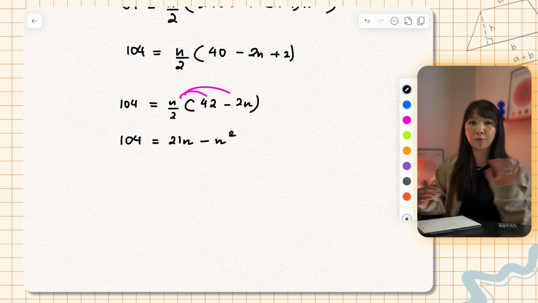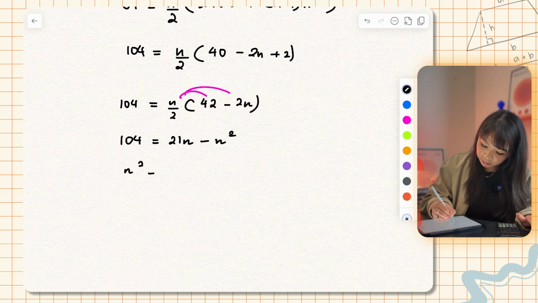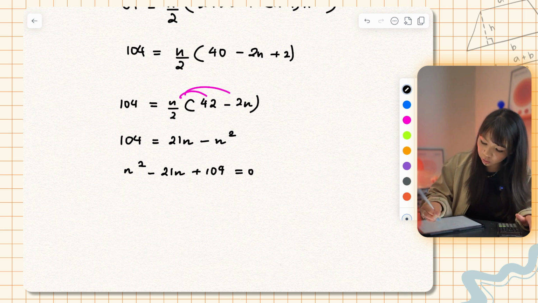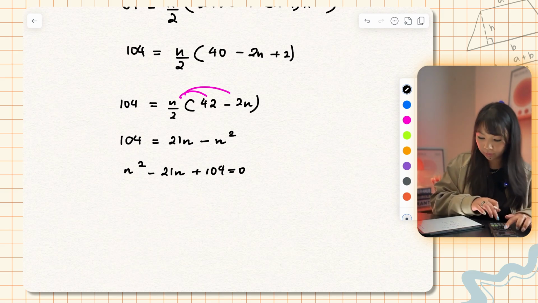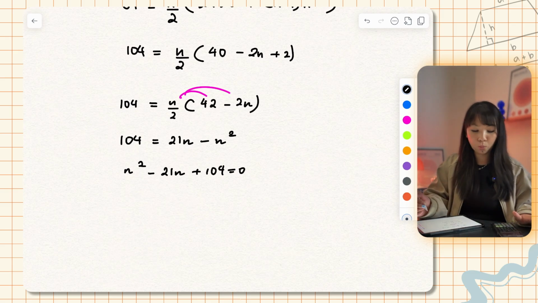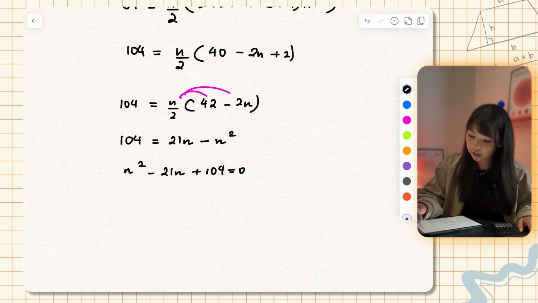And the way we solve quadratics is you bring everything over to one side. I'm going to bring everything over to the left to make it positive. So n squared minus 21n plus 104 equals 0. Now let's do some trial and error. I found that our two factors are going to be minus 8 and minus 13.